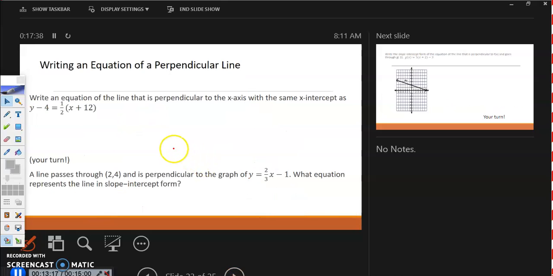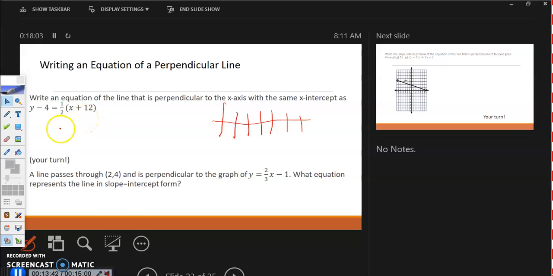All right, so now we need to write an equation that's perpendicular to the x-axis and has the same x-intercept as y minus 4 equals 1/2 times x plus 2. So if I'm looking at the x-axis, this is a horizontal line. So if I want to be perpendicular to it, I need to be some sort of vertical line. So the hint they gave us to where we cross at is that we have the same x-intercept as y minus 4 equals 1/2 x plus 12.